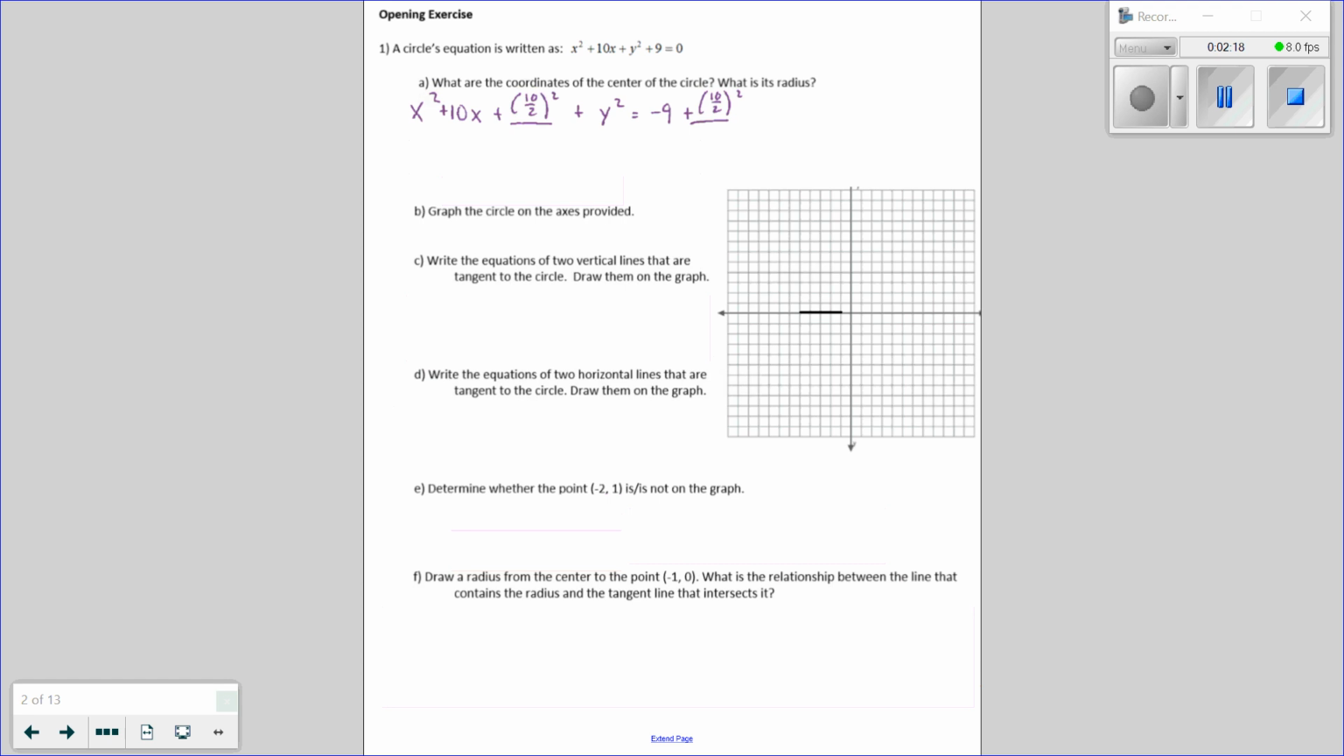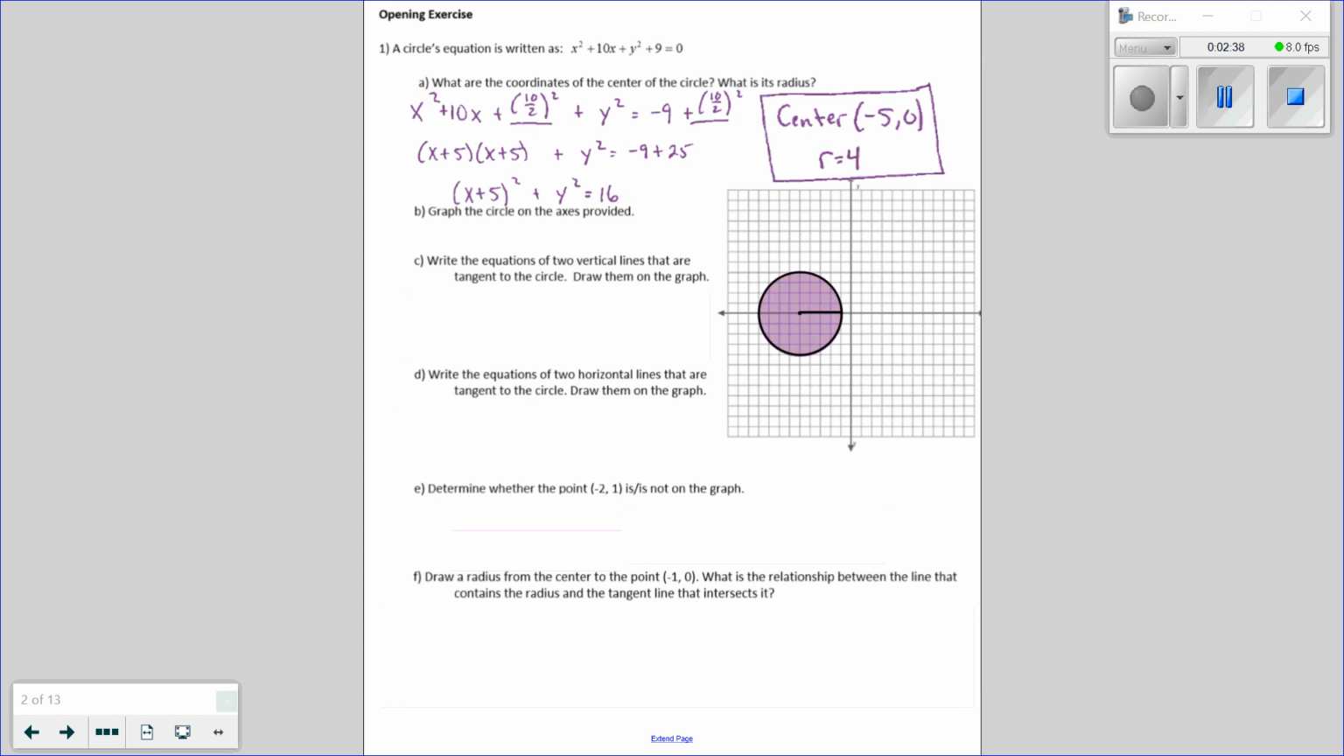So we're using the process of completing the square. There's no work to do with the y values, but we complete the square with the x's so that we can get our radius and our center point. Now we're going to graph that radius and center point. So negative 5, 0 is our center point. And then we're going to graph our circle. So make sure that's done.